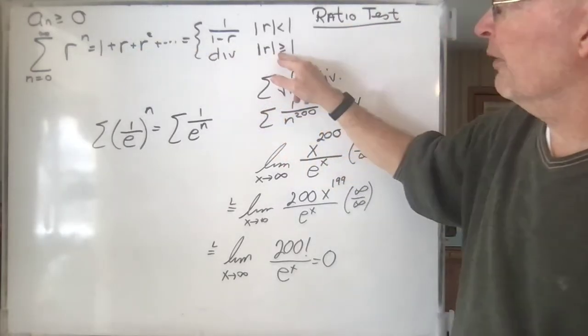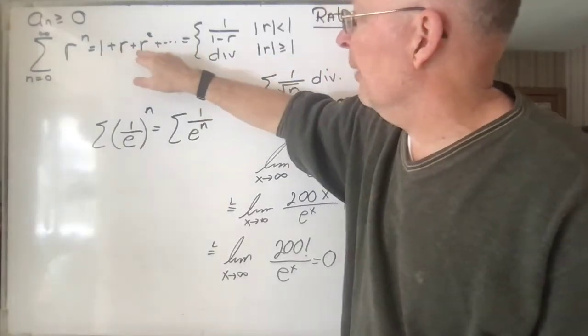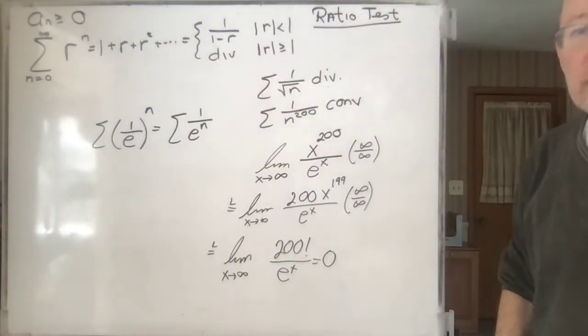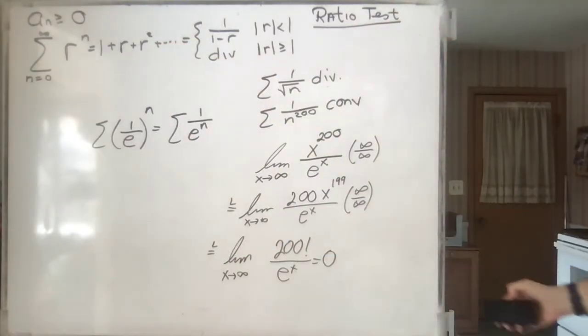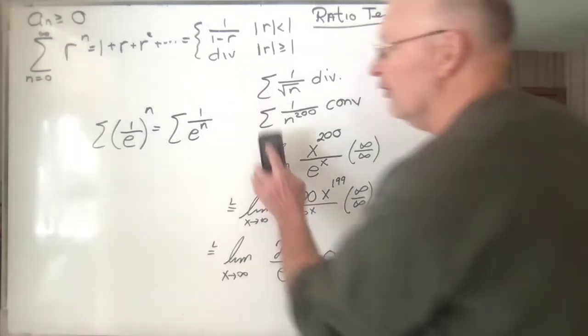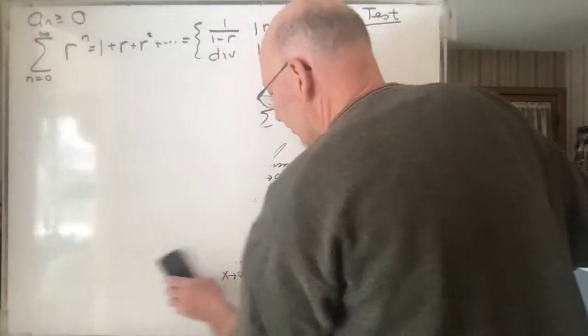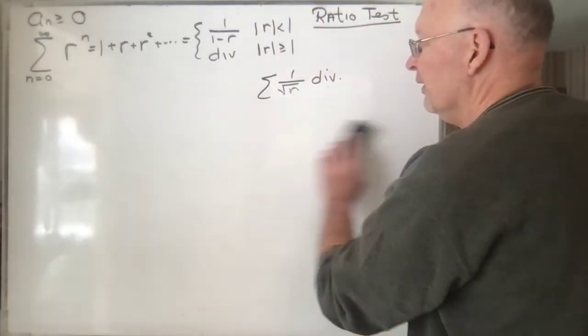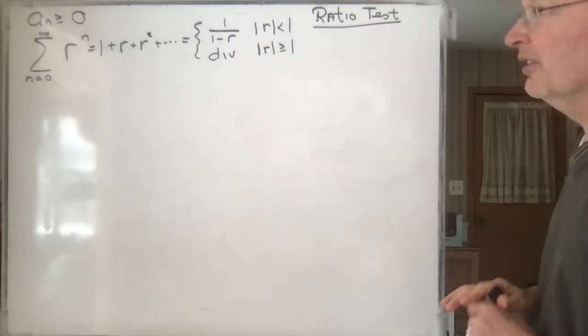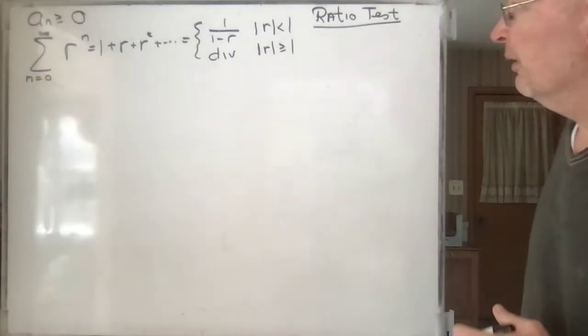You take a number bigger than 1 in size and you keep multiplying it by itself, and these are going to get bigger and bigger and bigger. So the geometric series is kind of all extremes. Either it converges very, very quickly, or else it diverges because the terms don't even go to 0. So it's kind of extreme one way or the other.